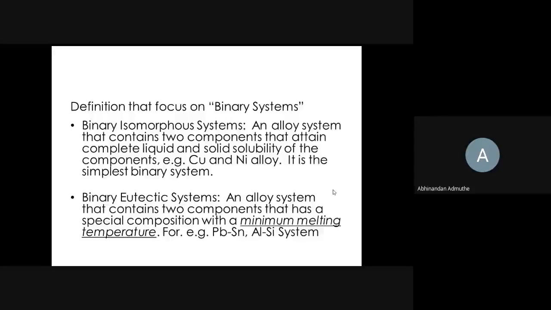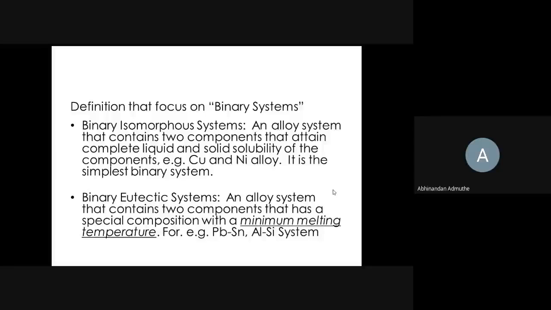This melting point can be found by using the phase diagram. If you see the aluminum silicon phase diagram, you will see that at around 11 to 12% silicon, the melting point is the lowest observed in the aluminum silicon alloy system. That is around 550 degrees centigrade, where silicon will melt into the aluminum. This lowest melting point we call the eutectic point.